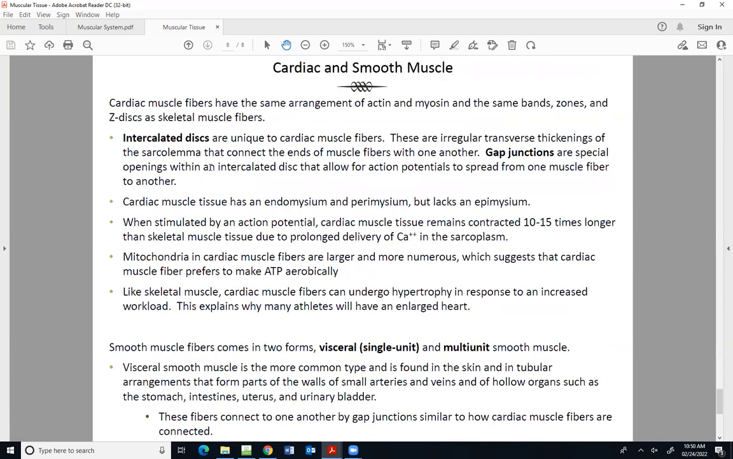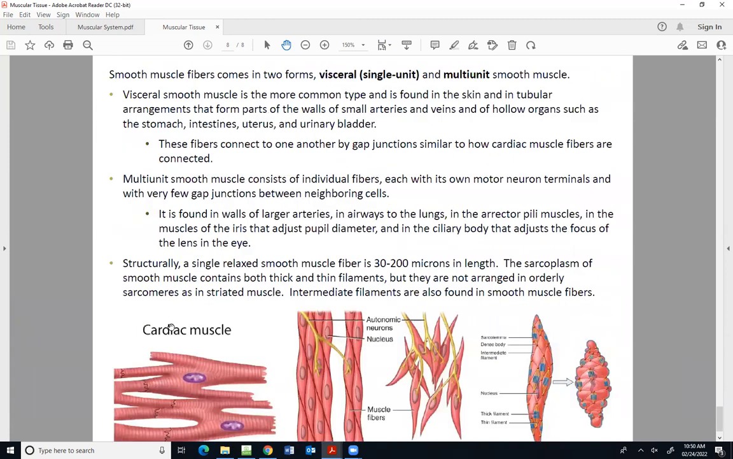They're unique to cardiac muscle fibers, so we don't see them in anything else. And we've talked a little bit about that already. What they are is irregular transverse thickenings of the sarcolemma connecting the ends of muscle fibers with one another. So in other words, it's just a thickened plasma membrane between the two cells.